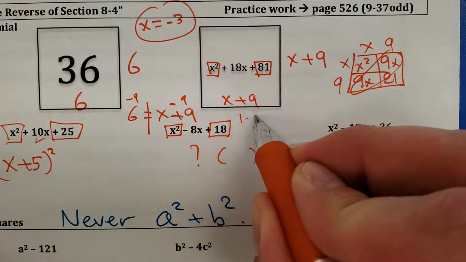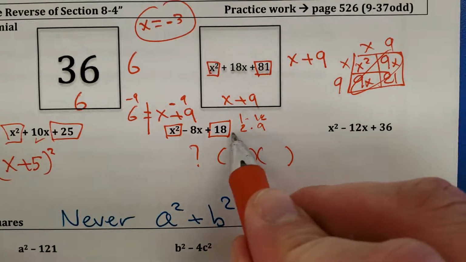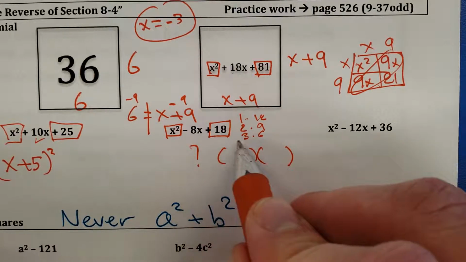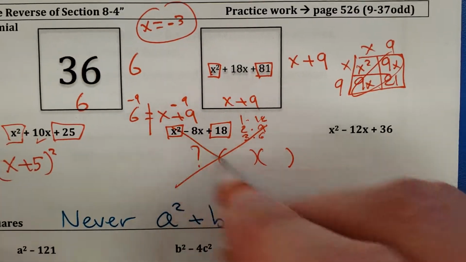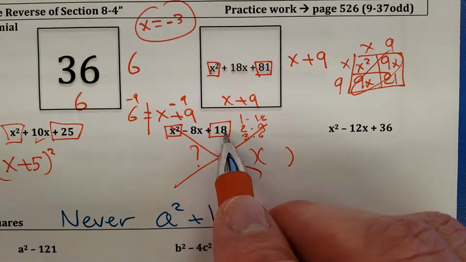Let's see, you can do 1 times 18. That's not going to add to a -8. You can do 2 times 9. That's not going to add to a -8. You can do 3 times 6. That's, yeah, so this one's not factorable, friends. Okay, ouch. If this had been something else, maybe like a 16.